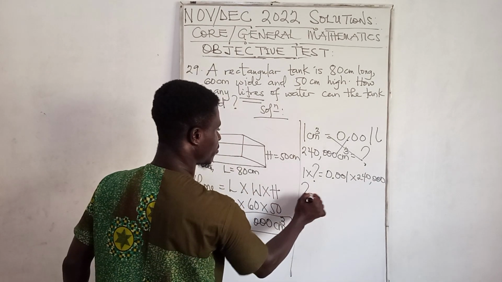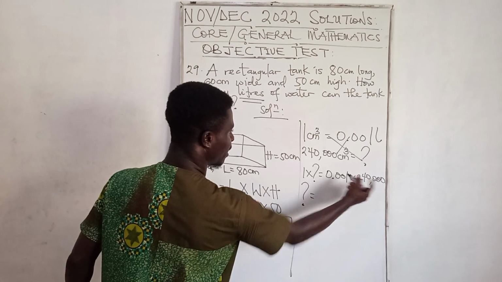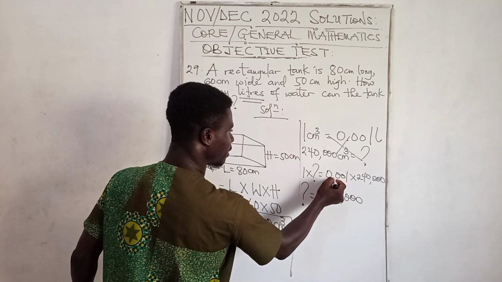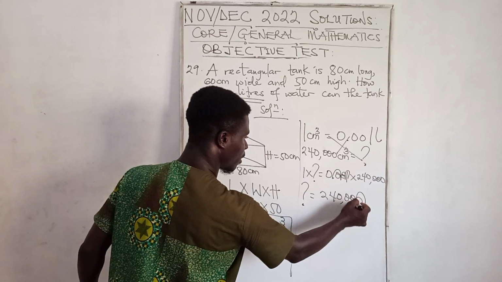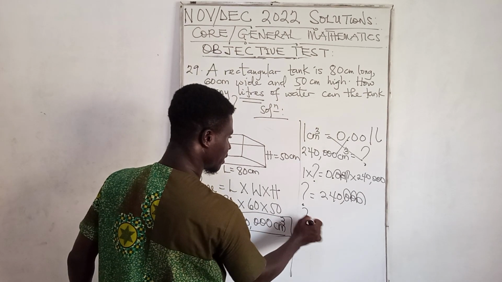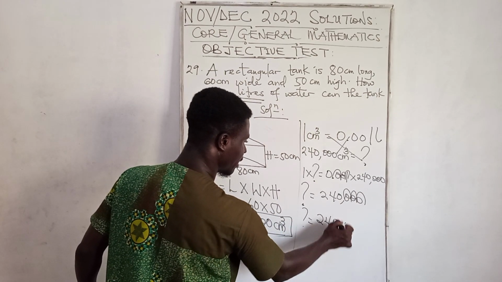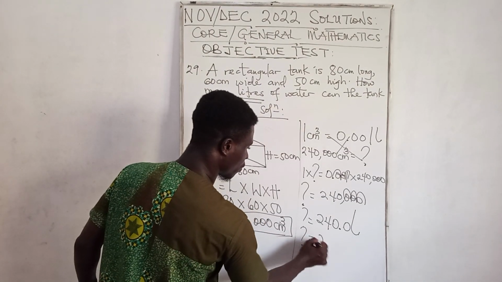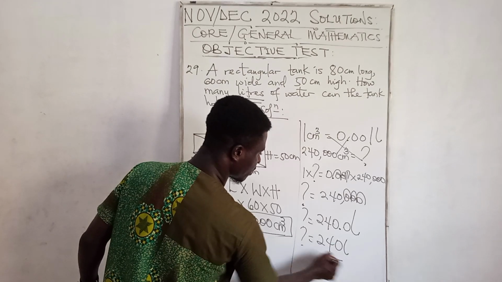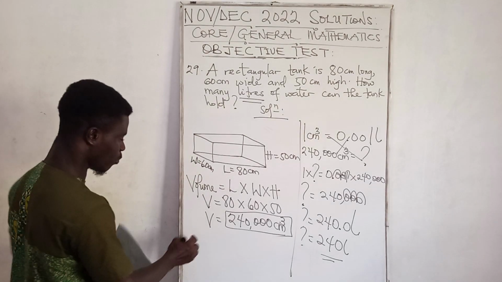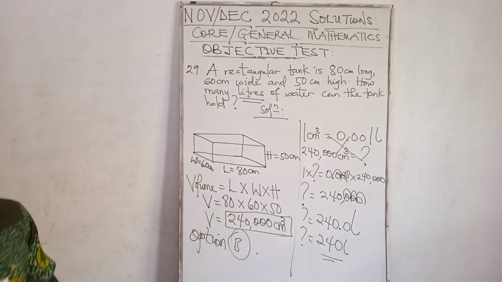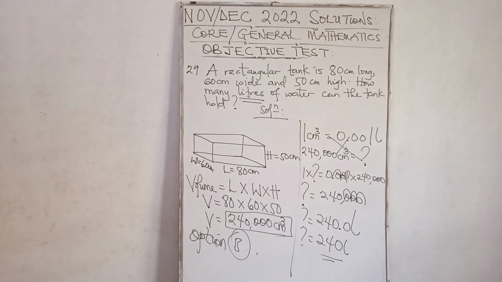So question mark must be equal to, when you multiply 1 times that, we get what? 240,000. Then the decimal places: 1, 2, 3. So we get question mark being equal to 240.0 liters. So question mark equals 240 liters. This or that is the same thing. So now let's see which is option B for boy. Option B for boy.